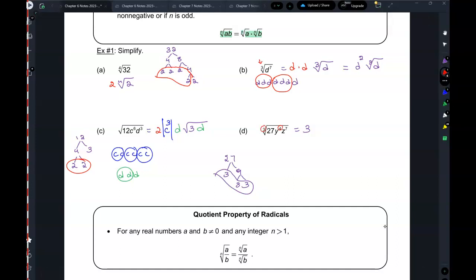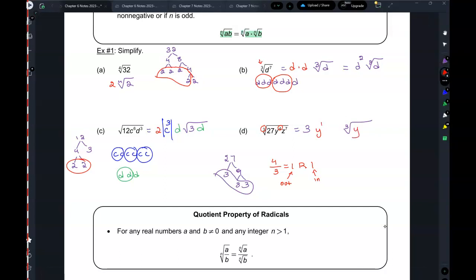Remember yesterday we were dividing the exponent by the index. Do you remember we were doing that yesterday? So let's do that. 4 over 3. Okay, we're going to get a remainder. It's going to be 1 remainder 1. Is that right? So this is how many comes out, and this is how many stays in. So 1y comes out, and then 1y stays in.